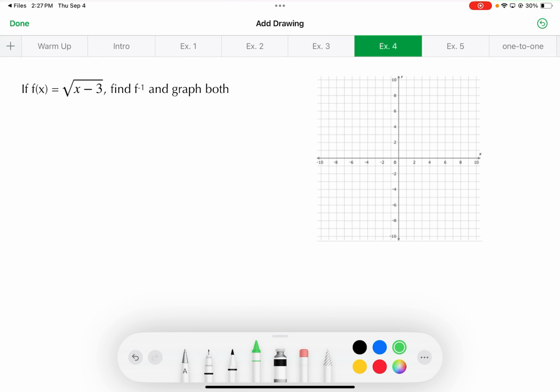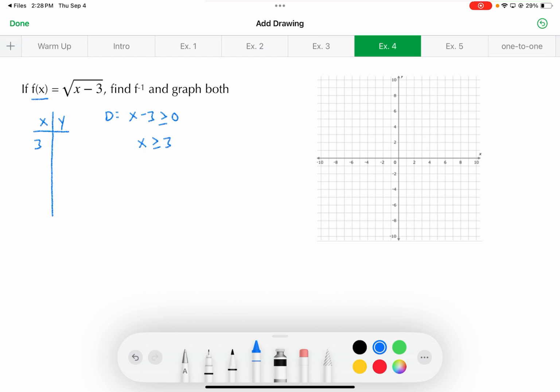Example 4. Here, f is the square root of x minus 3. Find its inverse and graph both. All right, so let's start with graphing f. Okay, now the domain here is not all real numbers, given that this is a square root function. Your domain, the radicand, has to be greater than or equal to 0, right? You can't take the square root of a negative. So x has to be greater than or equal to 3.